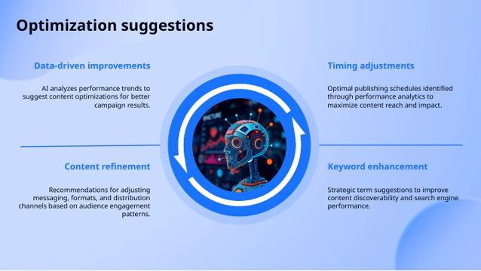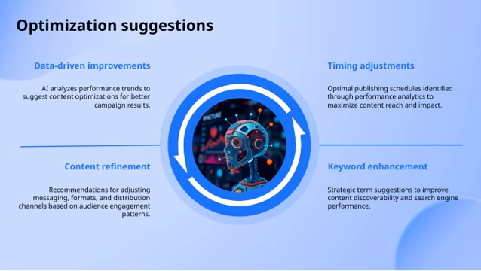Next is content refinement. This involves tweaking our messaging, trying out different formats, and adjusting where we distribute our content. The goal is to align better with audience engagement patterns, ensuring our content resonates more effectively.